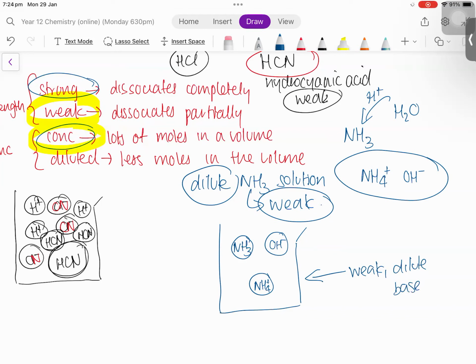And then, Curdy, if I wanted to make this concentrated instead of dilute, what would I just do? Just add more of the solution. Yeah, I would just add a bunch more bubbles in. So now I do NH3 here, OH minus here, NH4 plus here, and then the same thing one more time.